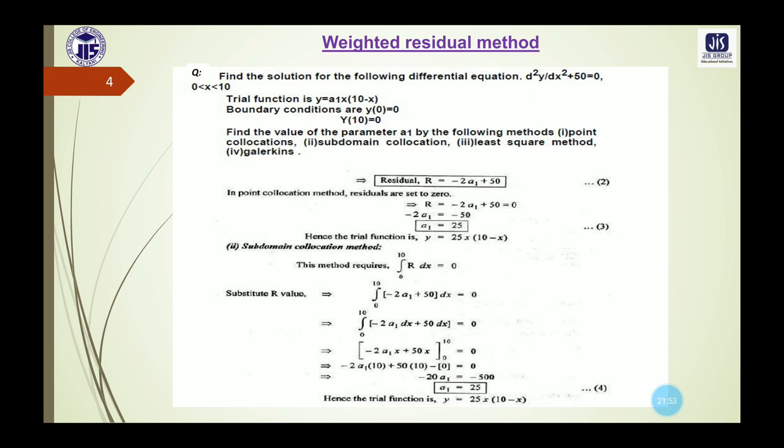Now we need to find the value of the parameter a1, which is there in the trial function, by the following methods. What are those methods? We need to use the point collocation, then subdomain collocation, then least square method, and Galerkin's method. So the equation is given, a trial function is also given, and corresponding boundary conditions are given. Four different methods are given by which we need to find the value of the parameter a1 in the trial function.